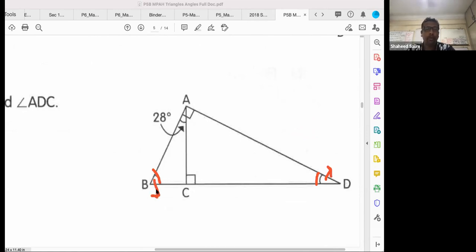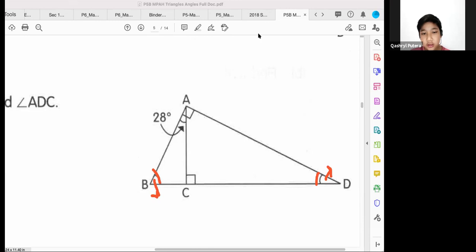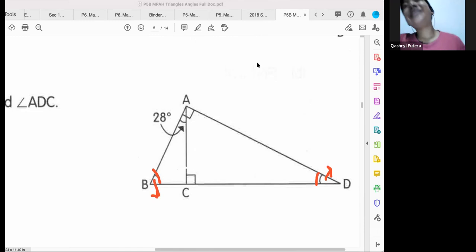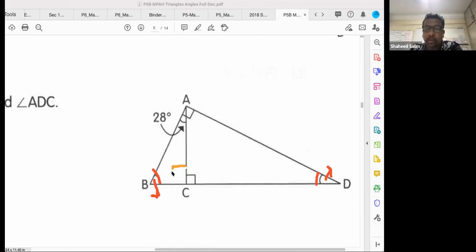Come, you all know what to do. Okay, I think some of you are having a blackout, huh? Teacher, is it 180 minus 90 minus 28? Yes, well done. So down here they don't show a 90 degrees, but it's also a 90 degrees here. How do you know? This is a straight line. It's a right angle.